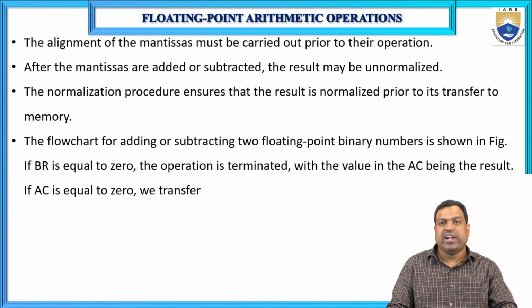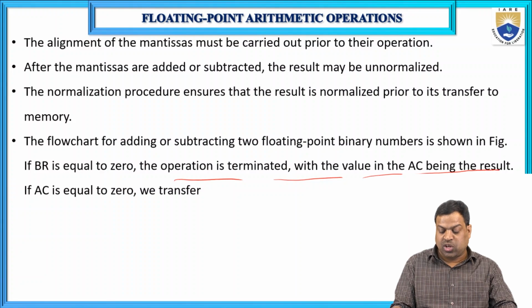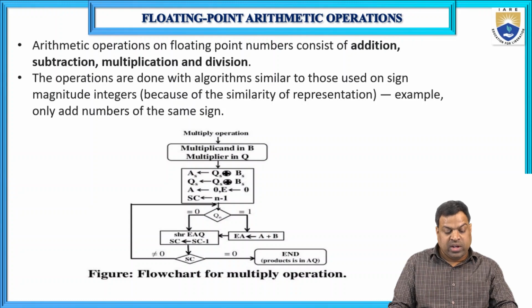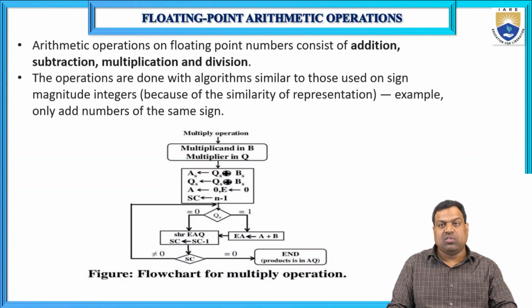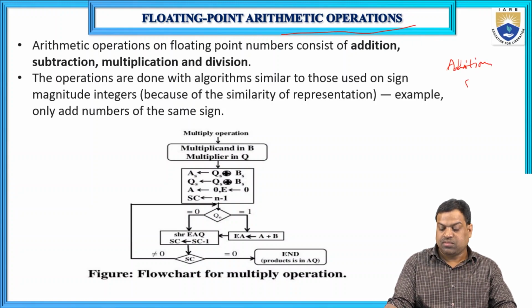The flowchart for adding or subtracting two floating point binary numbers is shown. The operation is terminated with the value of the accumulator being the result, if the accumulator is equal to 0. The arithmetic operations on floating point numbers consist of addition, subtraction, multiplication and division.